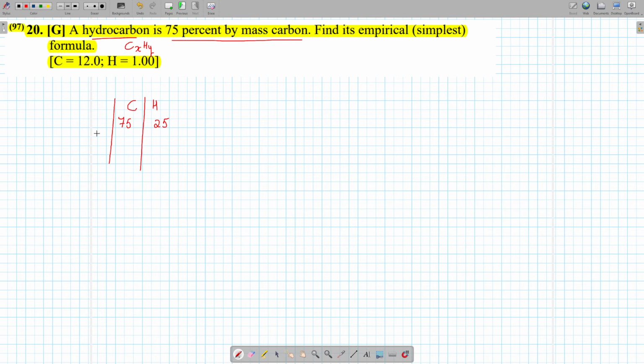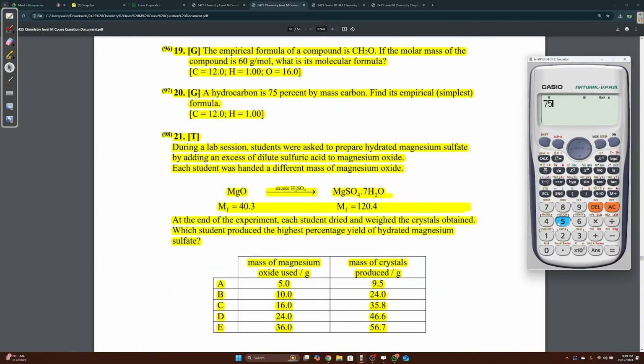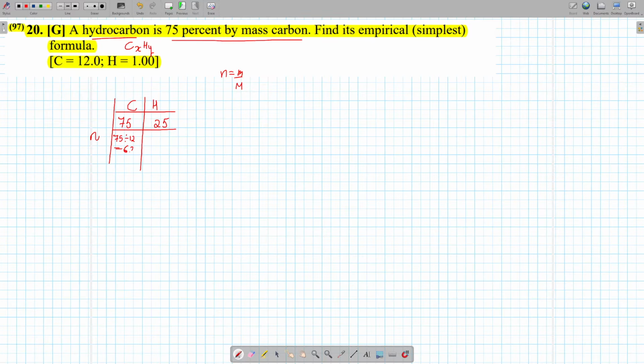The second step is to divide by the molar mass and find how many moles. Carbon is 12, right? So how do you find the moles? It's just m over M. So you need to find the moles for each one, so I'm going to put n. That's the second step. 75 divided by 12, and how much do you get? 6.25. How about 25? Hydrogen, its molar mass is 1, so you do 25 divided by 1 equals 25.